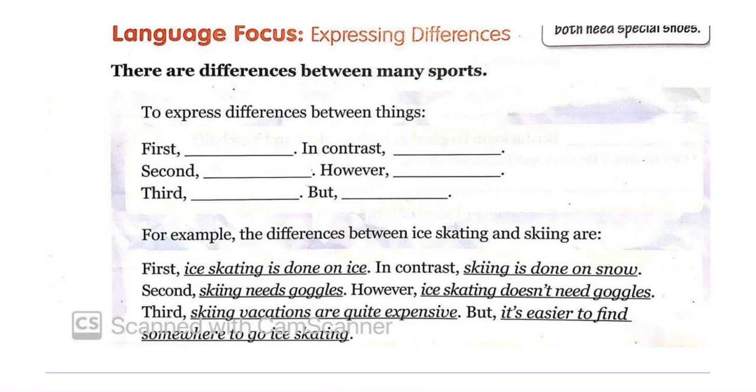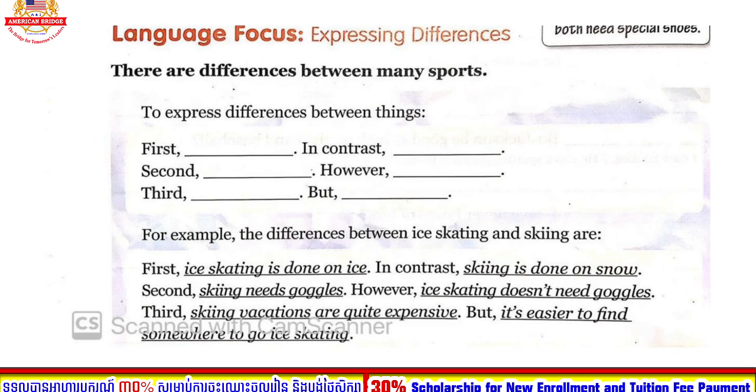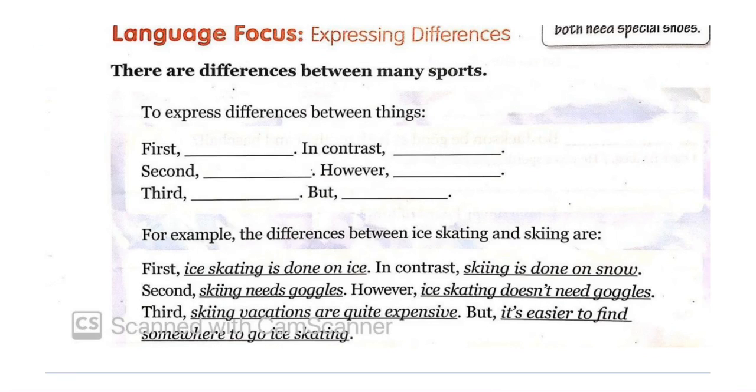Look at the second. Skiing needs cup goals. However, ice skating doesn't need cup goals. So we use however to make contrast, to say that the second thing is different from the first thing, the first sport. All right.